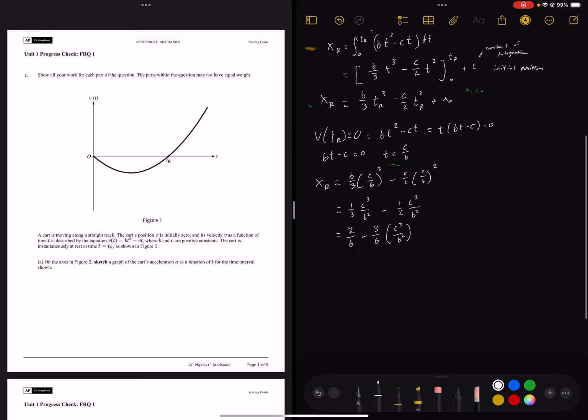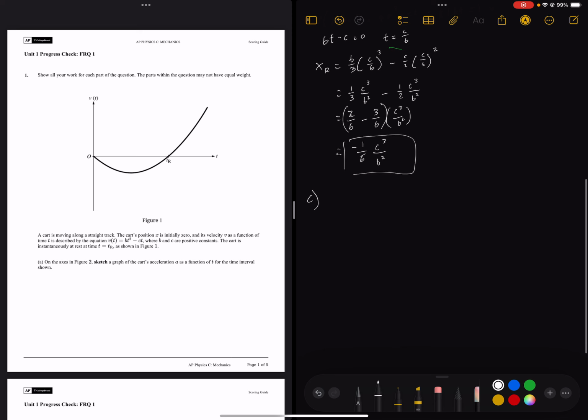All right, so now I'm evaluating this. Let me put this here. All right, so here I'm going to get negative 1 over 6, so negative 1 over 6 times c cubed over b squared. Let me make that more obviously a 6. All right, and that's going to be our answer. And now for part C.